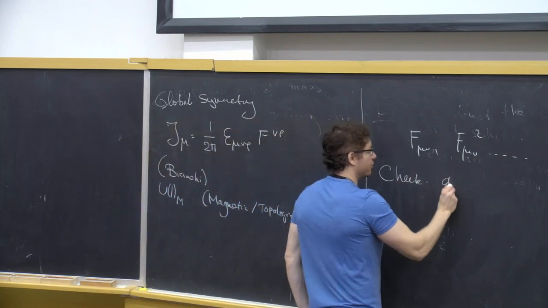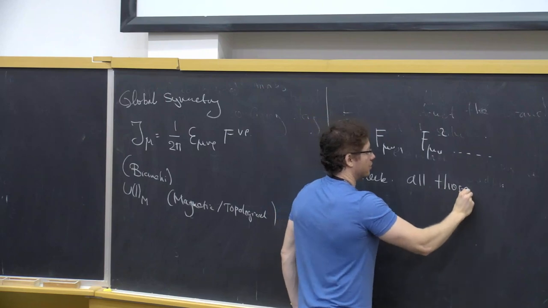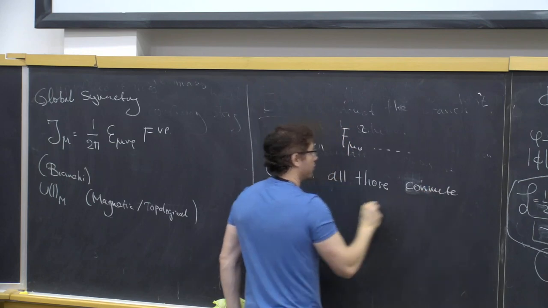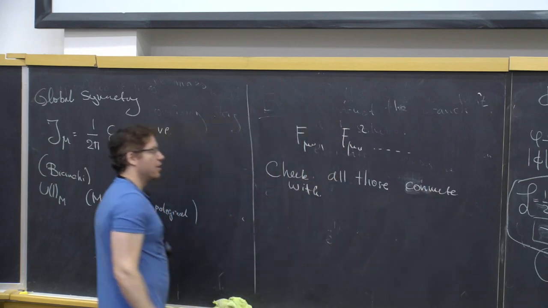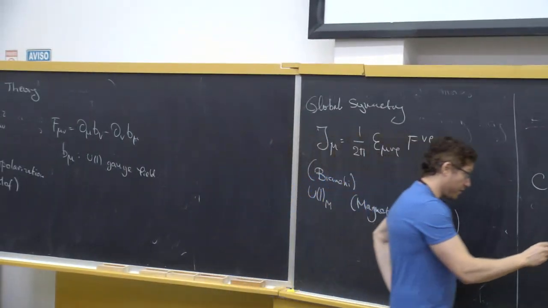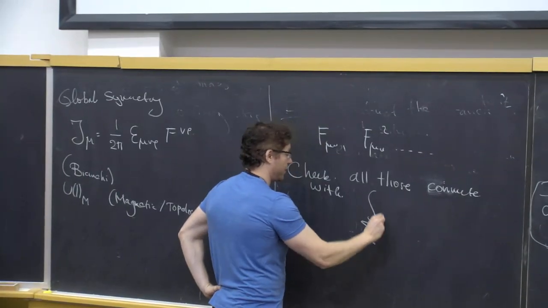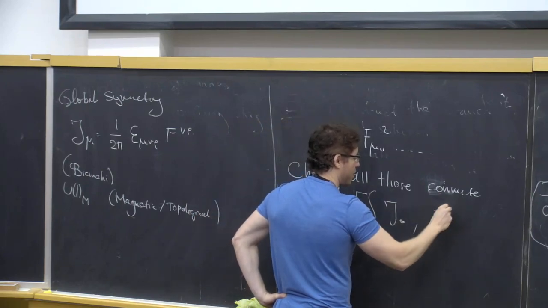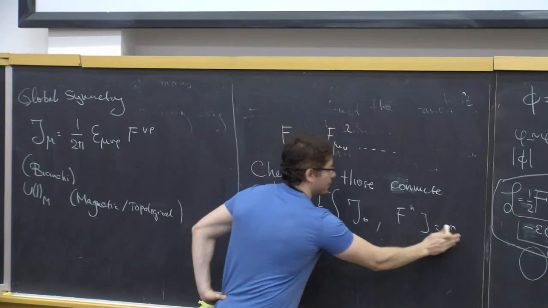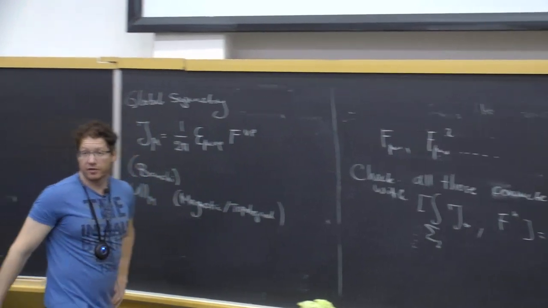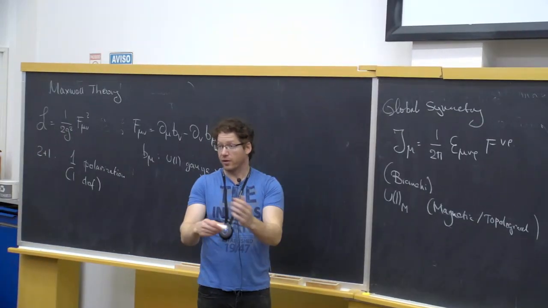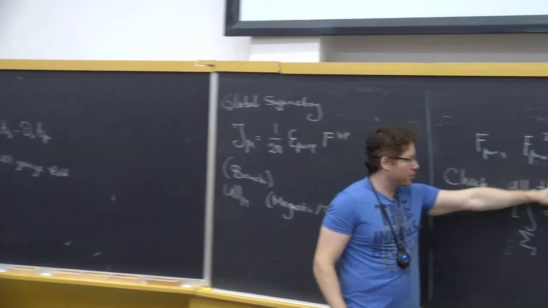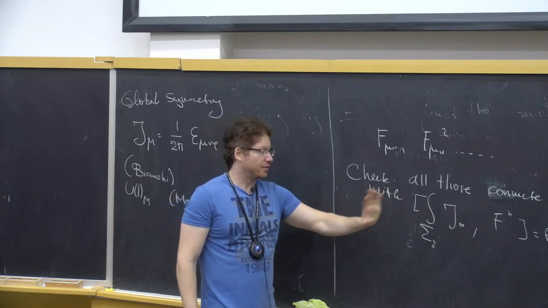Check that all those guys commute with the Noether charge associated to this symmetry. So they commute with an integral over two-dimensional space of J0. So any power of F commutes. That means that these operators are uncharged under this symmetry. It's a small homework exercise. Just by writing the canonical commutation relations, it follows immediately. So all these local operators commute with this charge, and therefore they do not carry any interesting charge.